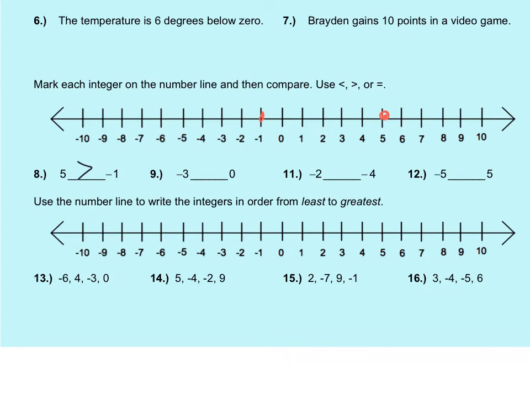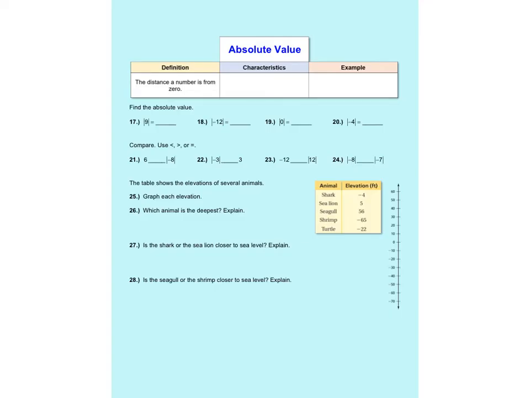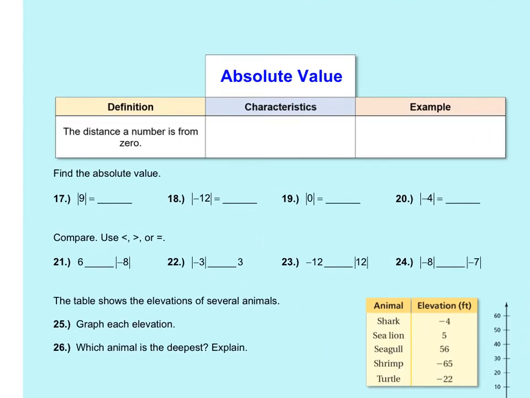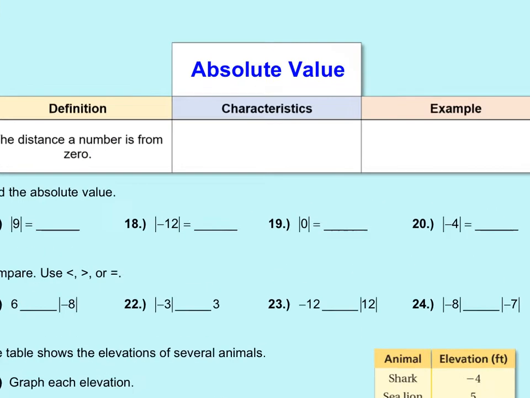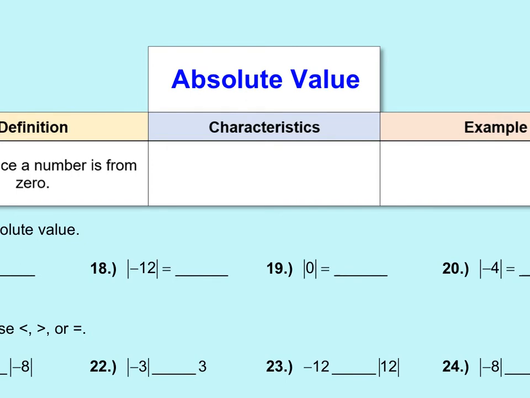On to absolute value. Okay, so absolute value is actually a very basic concept. Absolute value is a distance, and it's specifically how far a number is from 0. The characteristic I would like to write down here is that it's always positive. And the reason that absolute value is always positive is because it's a distance, and when you're measuring with a ruler, there are no negative numbers on there because we're always measuring forward.